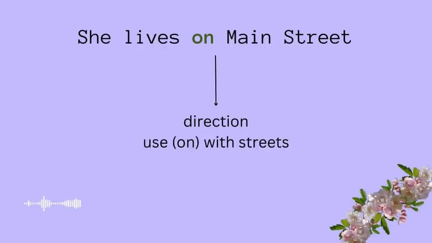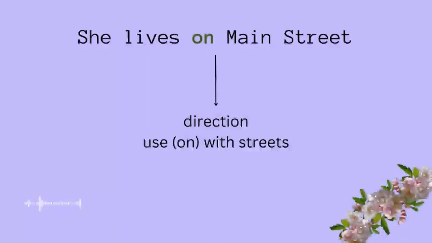She lives on Main Street. She lives on. Why are we using on? Because of the streets. So when it comes to speaking about streets, you need to use on Main Street.